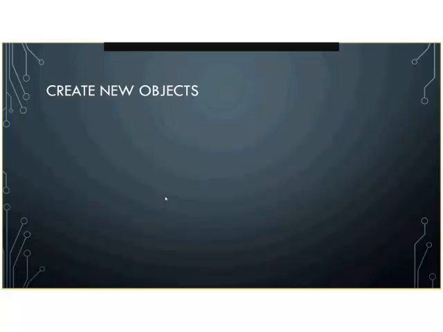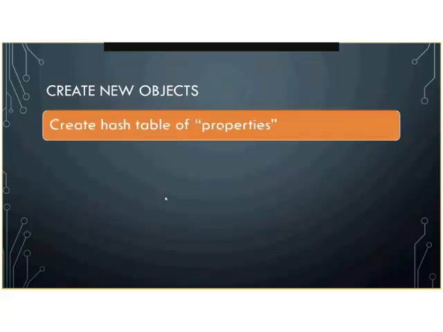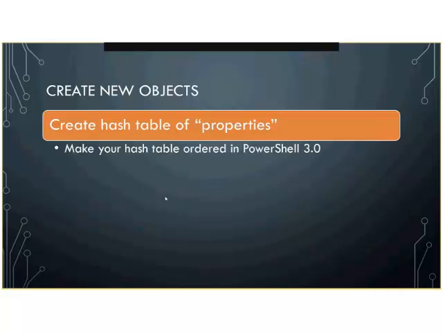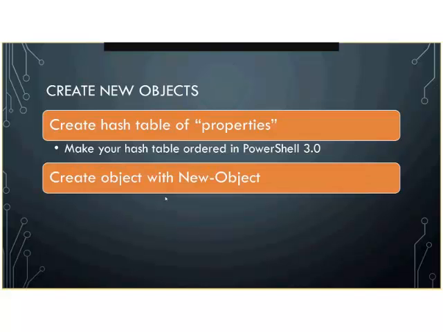And then finally, we need to create objects from that command output. Usually I'll create a hash table of properties. In PowerShell version 3, I can make that now an ordered hash table, which is really nice. I'll then create that object with new object, or again in PowerShell version 3, I could use PS custom object.